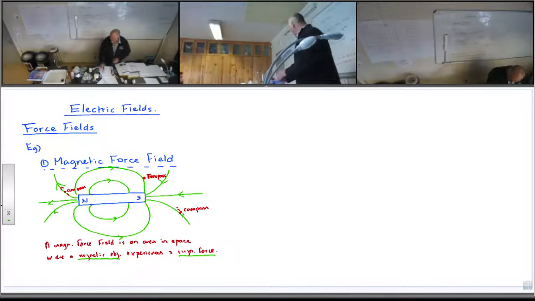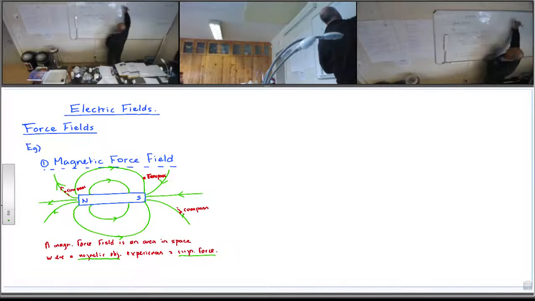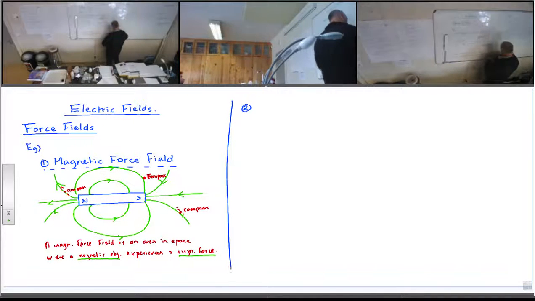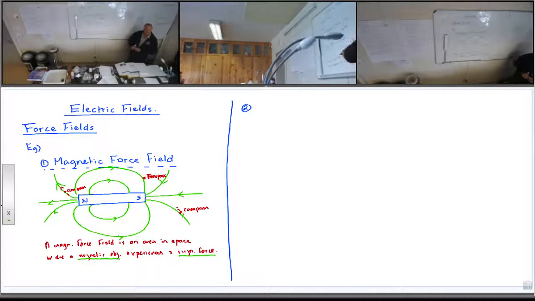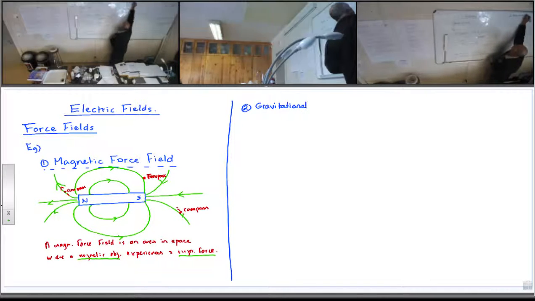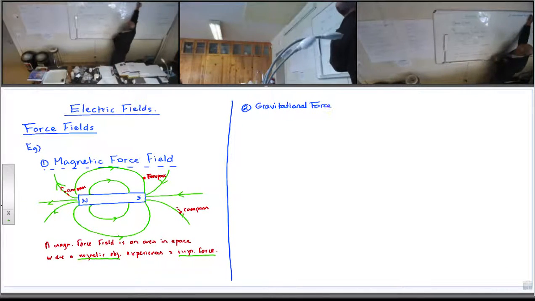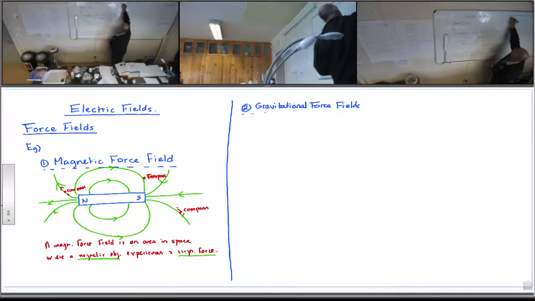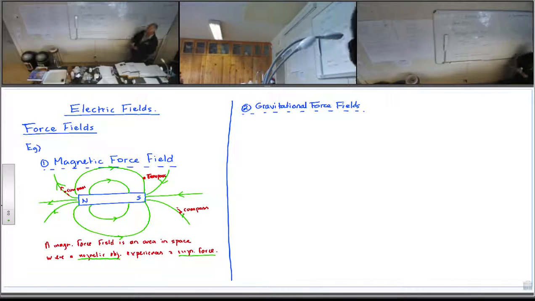Okay. Another type of force field that you have all worked with, it's also a non-contact force, but we deal with it often. Gravity. So we've got gravitational force fields. So you've dealt with force fields before. It's not a new concept. We just haven't labeled it as such. We didn't tell you that you were being taught about force fields.